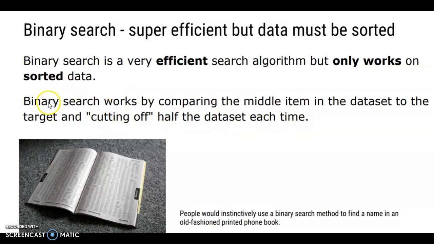So where it gets its name from is that you find the middle value, so you split it in half effectively, and binary being kind of two states. You decide then where it lies in comparison to your target, and then you cut off half the data set each time.